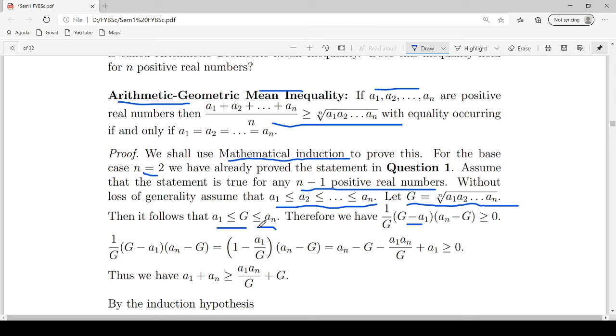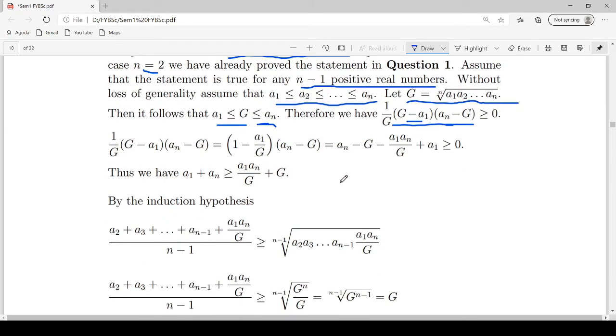Similarly, since g is less than or equal to an, you can say an minus g is greater than or equal to 0. And g itself is greater than or equal to 0. Therefore, this product 1 upon g times (g minus a1) into (an minus g) is greater than or equal to 0. Now you multiply this 1 upon g to the first bracket. So you will have 1 upon g into (g minus a1), which will be equal to 1 upon g into g, which is 1. And 1 upon g multiplied with minus a1, you will have minus a1 upon g.